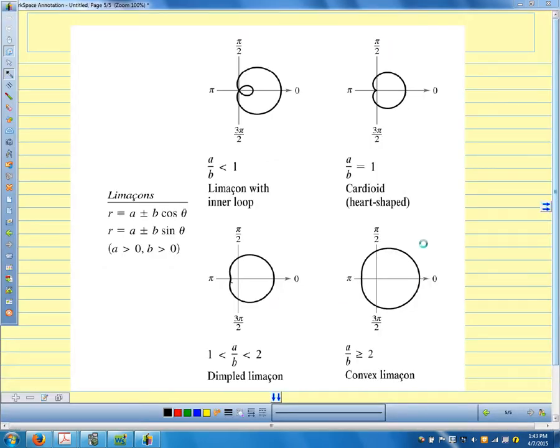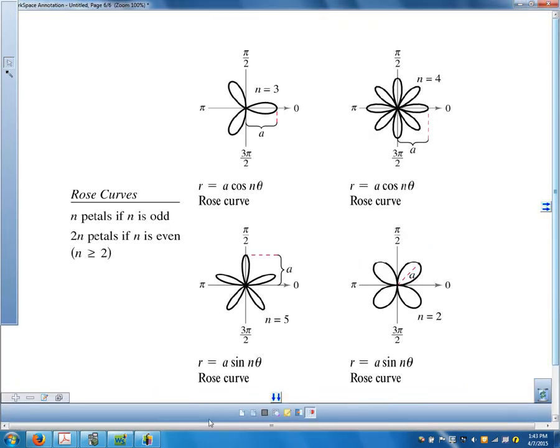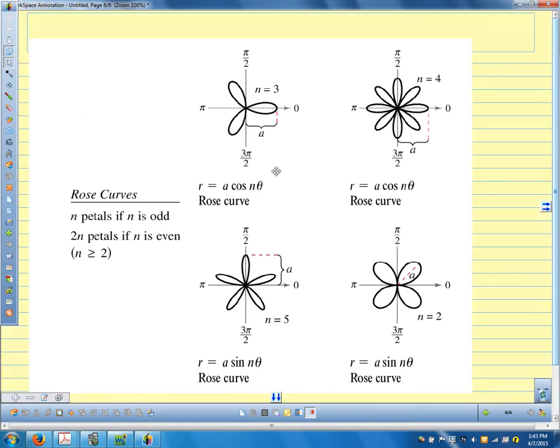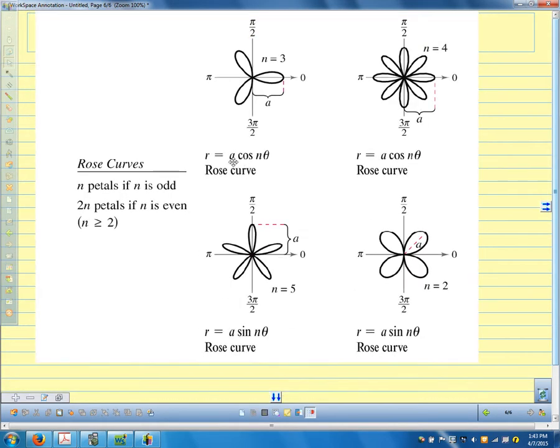So these are all rose curves. Your rose curves are always going to have the form r equals a cosine n theta, where n is some number. So here this would be r equals a cosine 3 theta. You get 3 petals. Polar axis symmetry. If n is even, you get twice as many petals as n. So here n is 4, and we get an 8-petal rose curve.